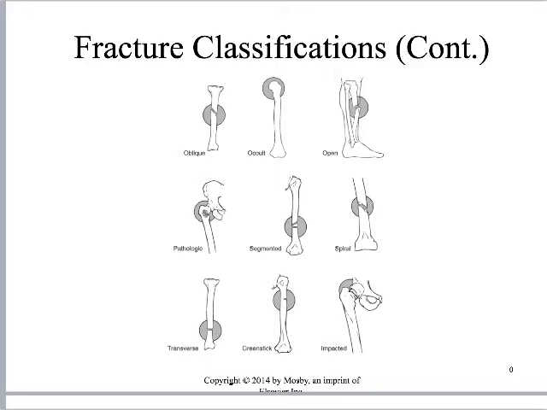There could still be a fracture there, but we can't see it. Open, again, it's broken the skin. Pathological, there's some kind of process going on that's caused corrosion of the bone. Segmented, spiral, which I said may be related to a twisting injury. Transverse, greenstick fractures, and then impacted fractures are those where the bone's jammed up into itself. There's an example of an impacted fracture on page 387 that happens pretty commonly at the level of the femoral head.